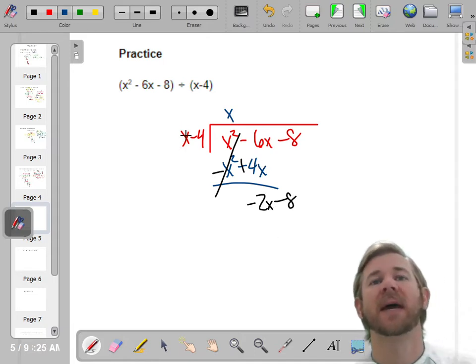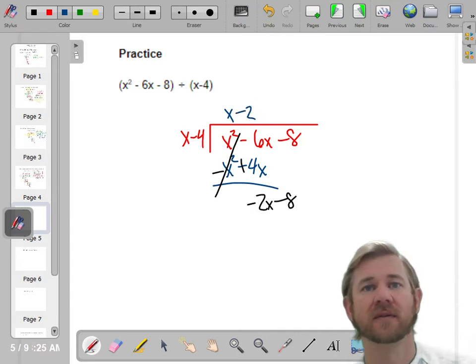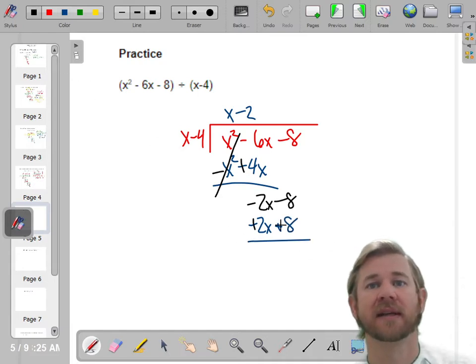And then x times what gives you negative 2x? That'd be negative 2. Distribute a negative 2. Negative 2x plus 8. Flip your signs. Plus, minus.